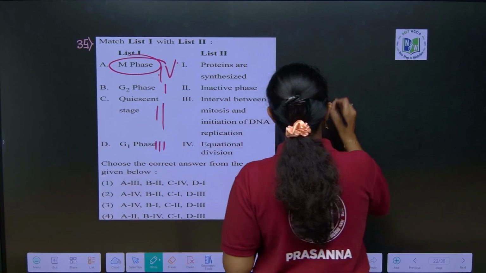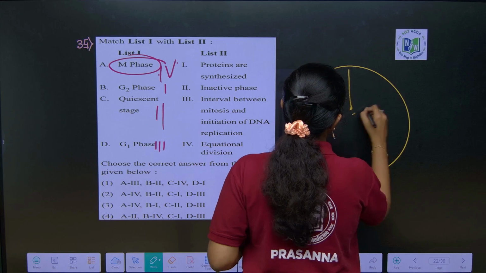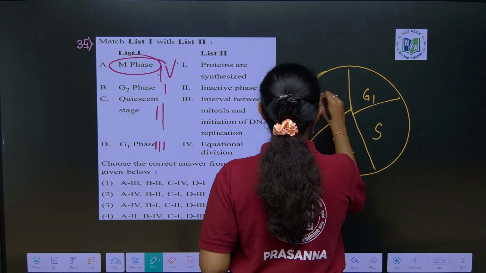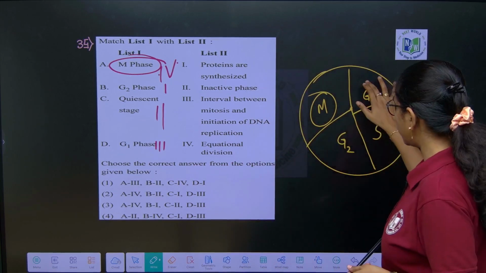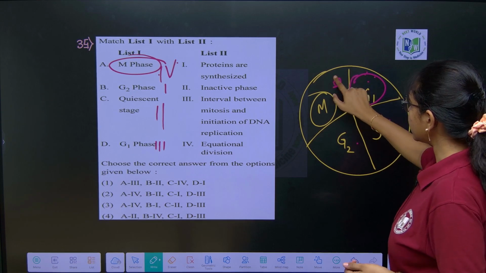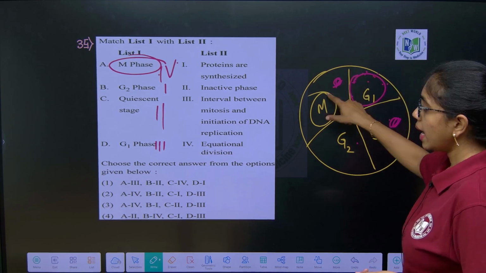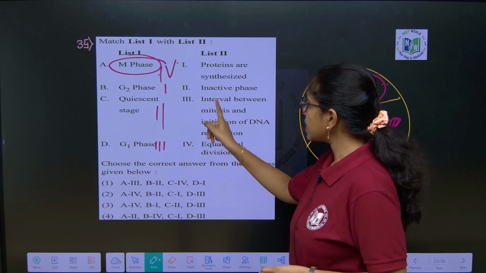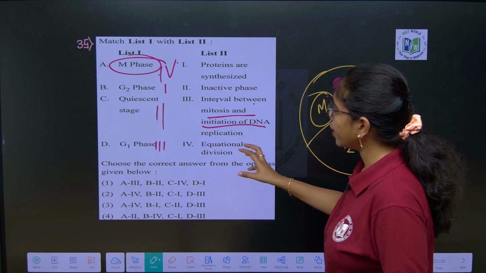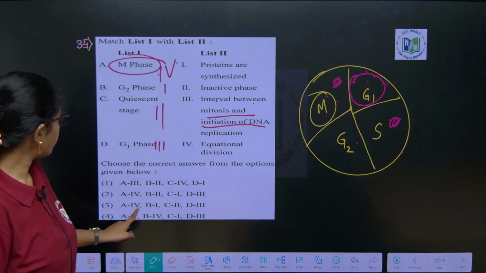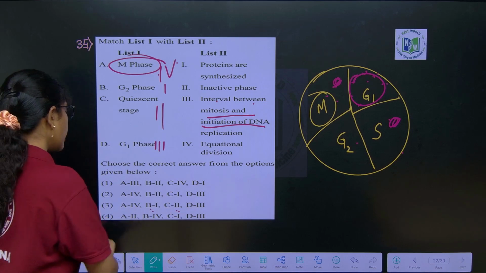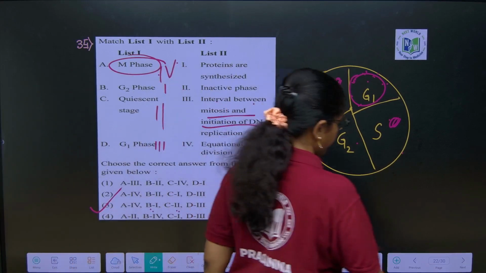So, here if you clearly see, taking down the cell cycle, this is G1 phase, S phase, G2 phase and this is M phase. G1 phase is in between M phase and S phase, where G1 phase is the interval between mitosis and initiation of DNA synthesis. So, here what is the option, Nana? A is 4, B is 2, C is 1, D is 3. Option 3 is the correct answer.